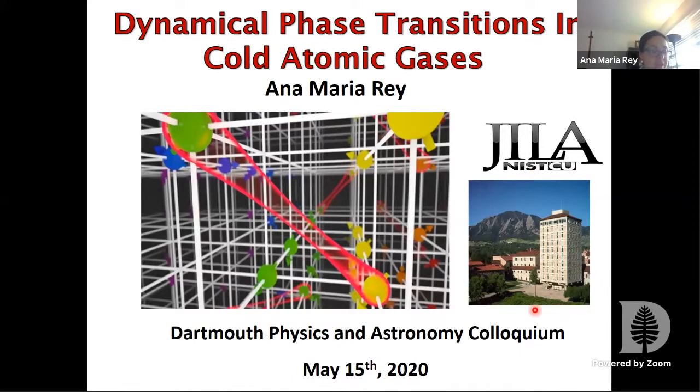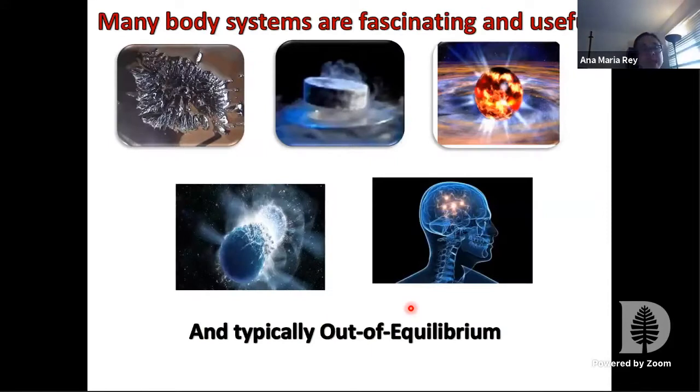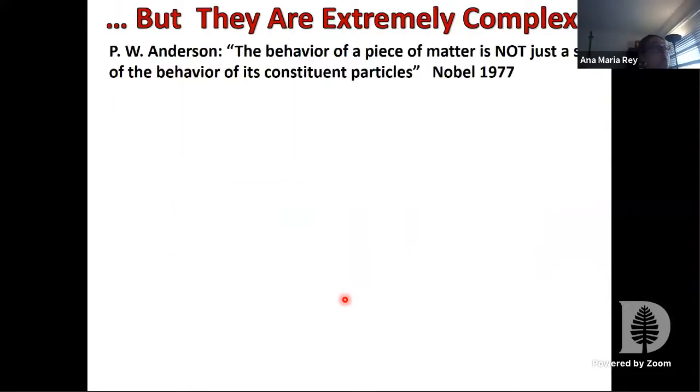All right, so let me start my talk by showing you these pictures of many body systems that I think we all will agree are really fascinating and useful: a ferrofluid, a superfluid, a neutron star, a binary star, and even the brain itself. Of course, they're fascinating, but when you think about how they operate, you typically find them out of equilibrium. Not only that, but unfortunately, when we are dealing with many body systems, the issue that we face is the fact that they are extremely complex.